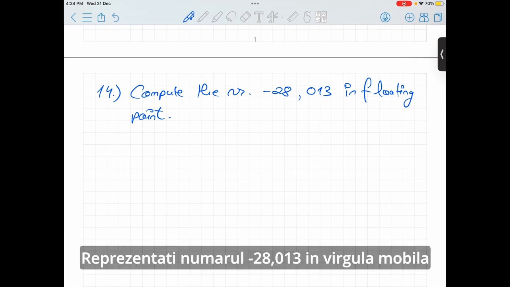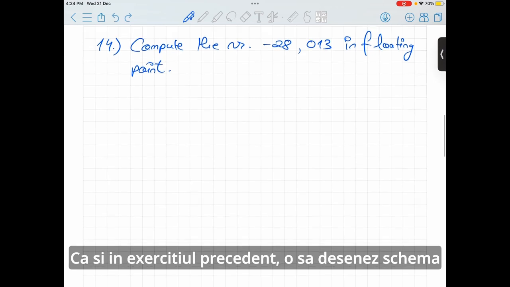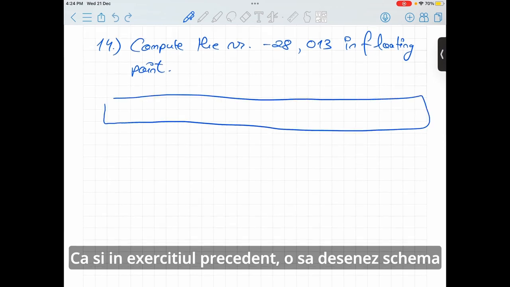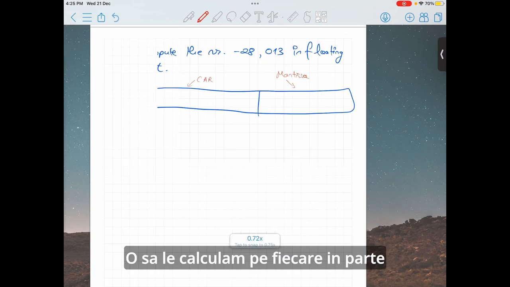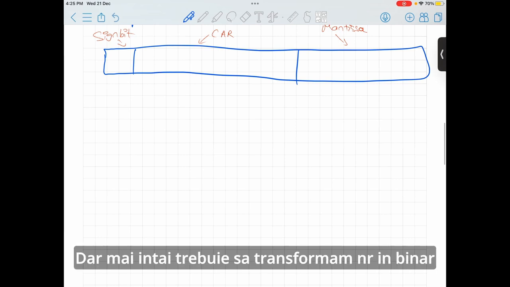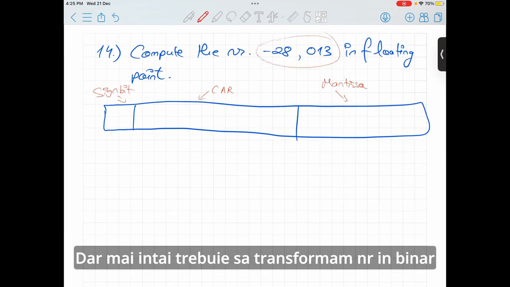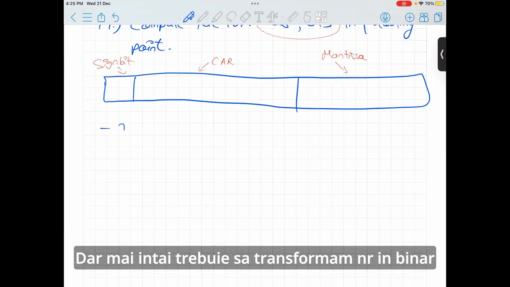In this exercise, we have to compute this decimal number in floating point. Again, the same as in the previous exercise, I will draw the diagram where we will have here the sign bit, here we will have the CAR, and here we will have the mantissa. And we will have to compute all of these. But first, we'll have to transform our decimal number into a binary number.